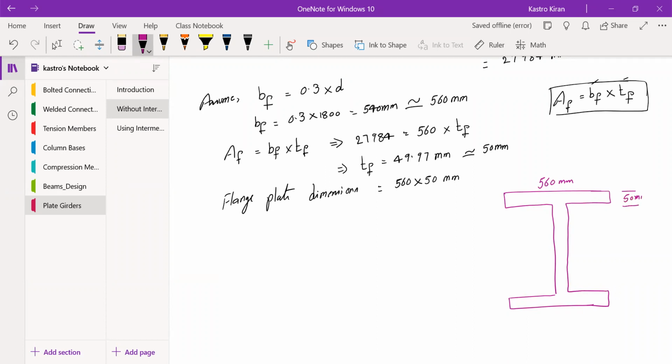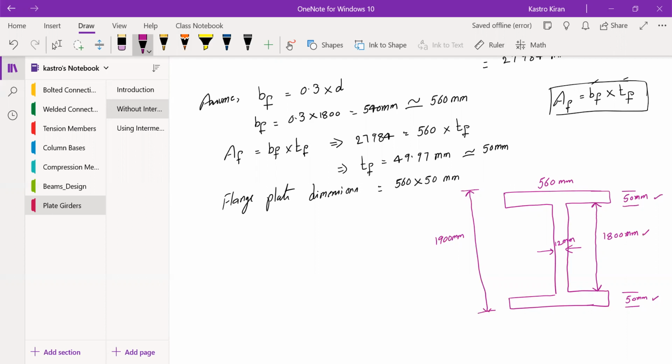Okay, this is 50 mm, and the depth of the web, that is this one, is 1800 mm. The thickness of the web, that is this one, is 12 mm, and the bottom flange thickness is also 50 mm. Therefore, what is the total depth? It is 50 plus 1800 plus 50, which will be 1900 mm. This is the total depth of the I section which you have selected.